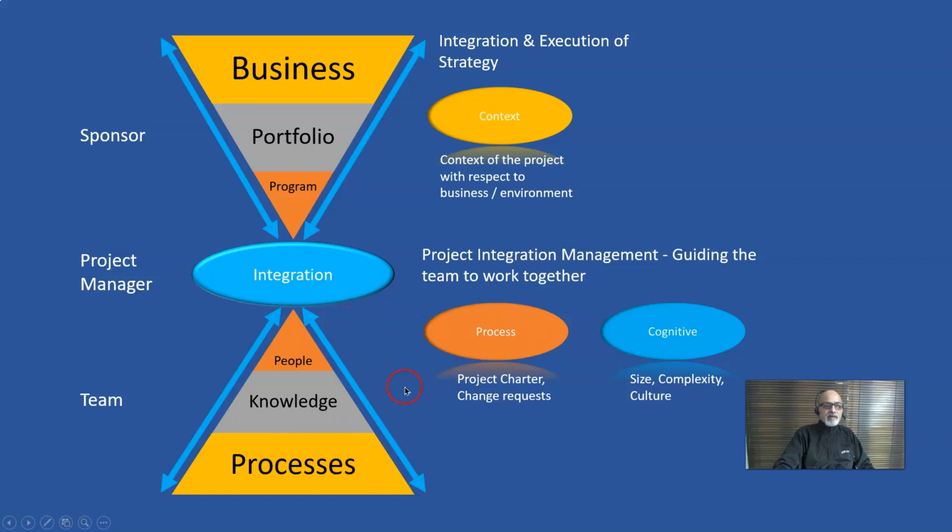So here we are leveraging the processes, and we have to look at the cognitive aspects, that is the size and complexity and culture involved among the stakeholders. So an awareness of these two things will help us to integrate better. So here it is the team that is involved. Here it is the sponsor and maybe other high power, high interest stakeholders are involved. And this is the whole spectrum of integration management.